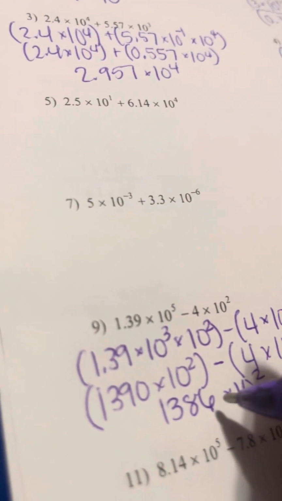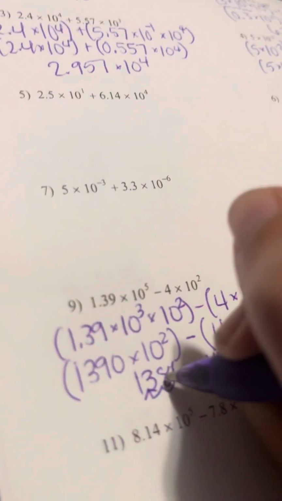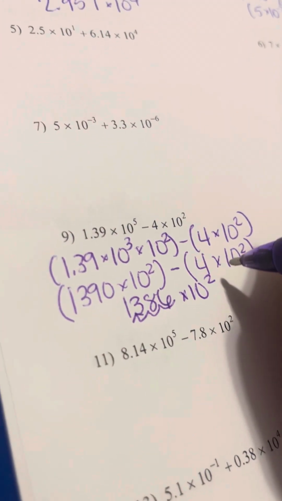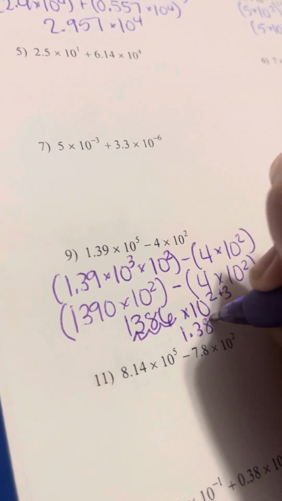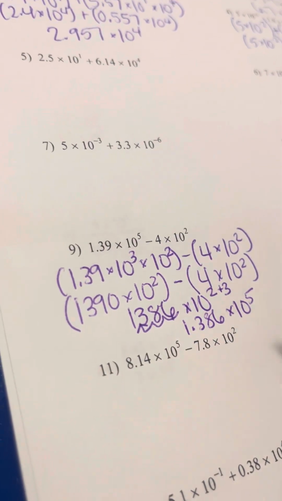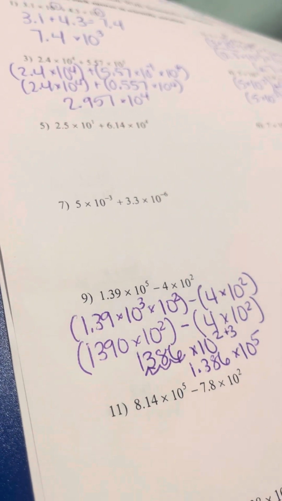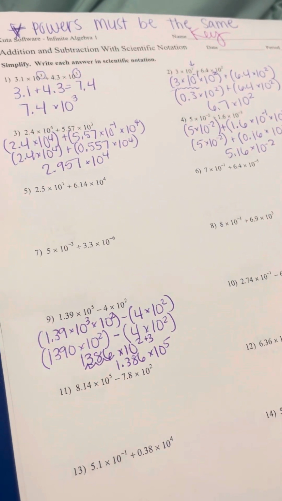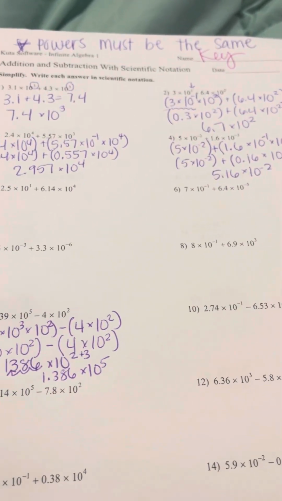That's not good scientific notation. So 1, 2, 3 times I'm gonna move. I made it smaller, sorry. So I'm gonna add 3 right here. So I get 1.386 times 10 to the 5th. It's the same thing as adding, except you're gonna subtract your numbers. Okay? Go ahead and pause the video. Finish your addition through number 14, and then we're gonna go into multiplication and division. Go ahead and pause.